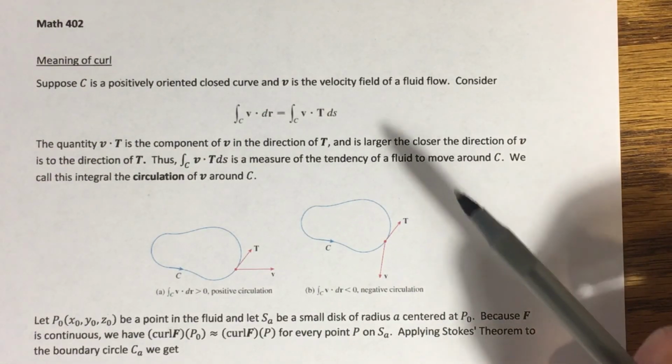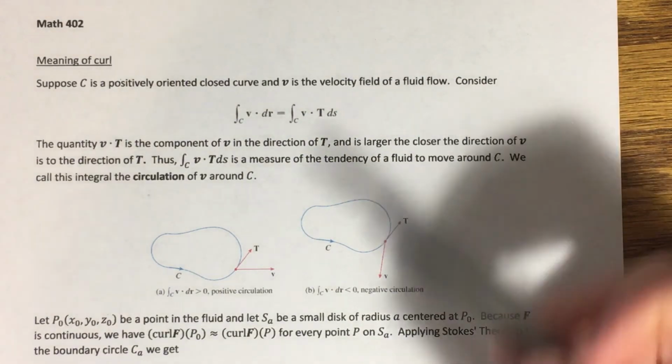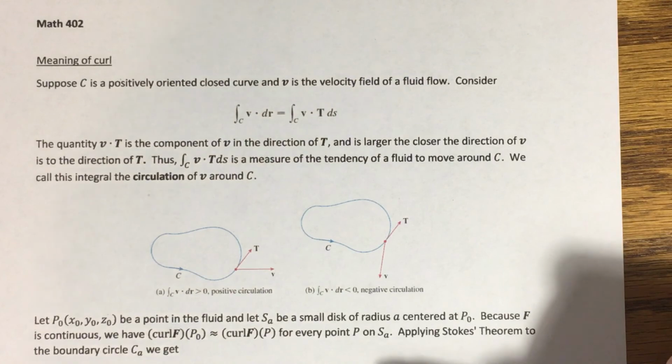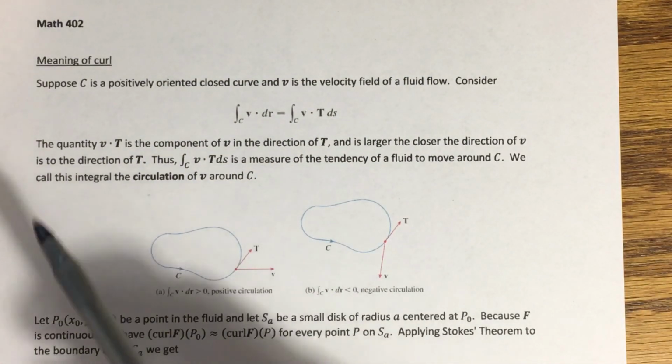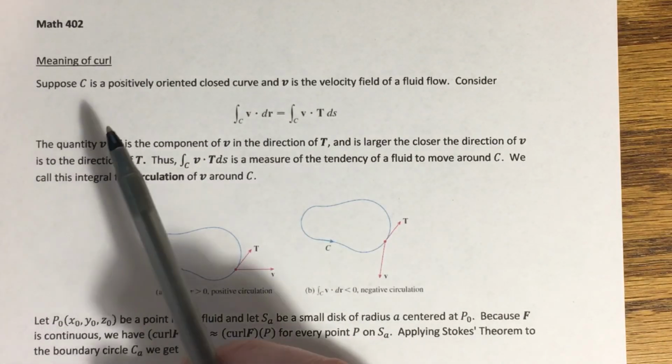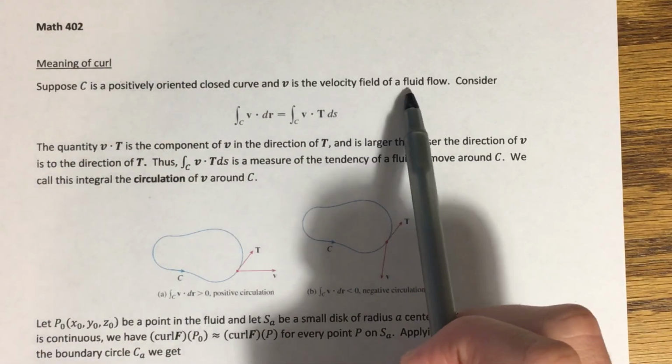So how do we make sense of that? Well, Stokes' theorem gives us a technique to do this. Now, this is very conceptual. This is just to give you a sense of where we even get the name curl from in the first place. So what we're going to do is let V be the velocity field of a fluid flow.